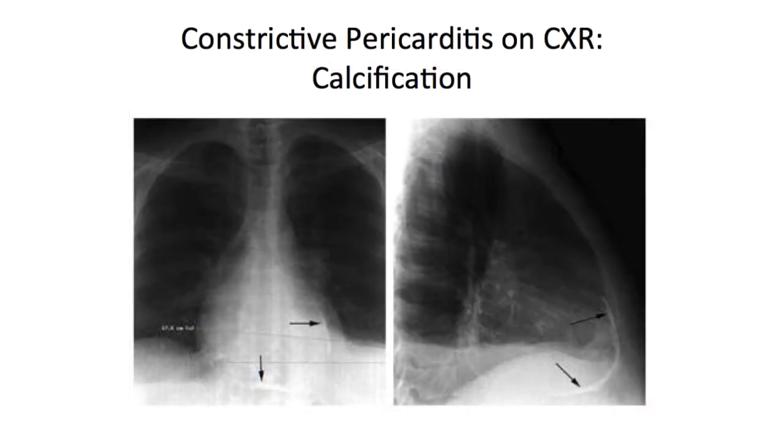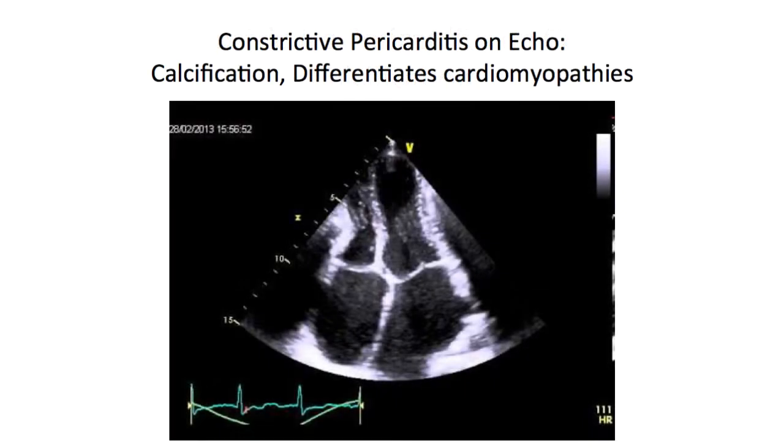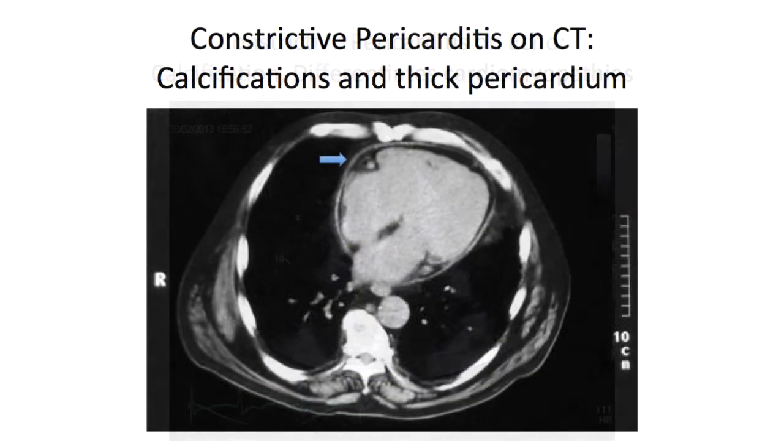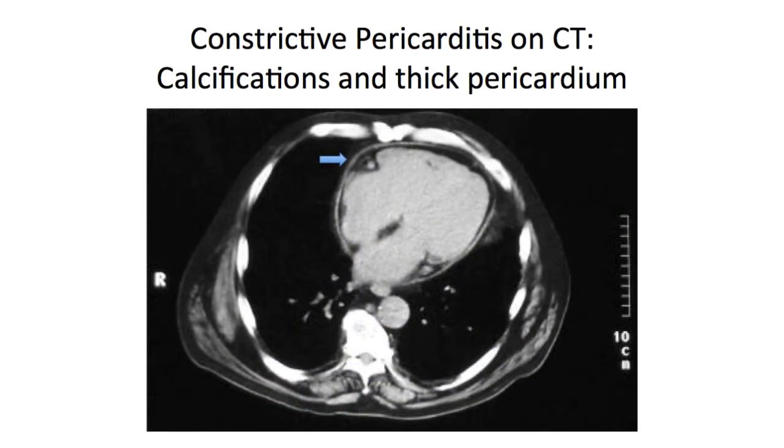I enjoy showing radiology images because it seems to bring the condition to life. In this image, we're looking at a chest X-ray that's showing calcification of the pericardial space. This echocardiogram reveals calcification, denoted by the harsh white discoloration, which suggests constrictive pericarditis. This final image is a CT showing a thick, calcified pericardium.